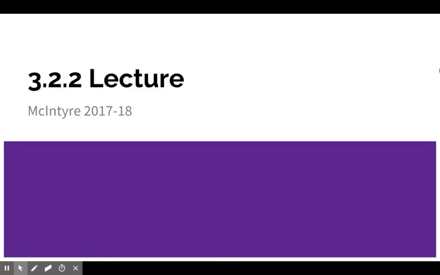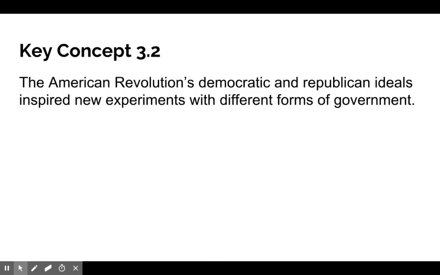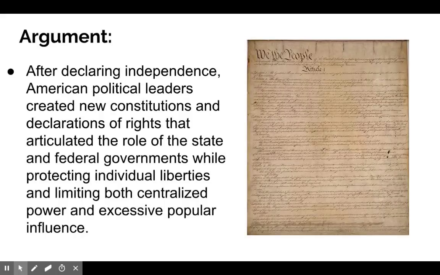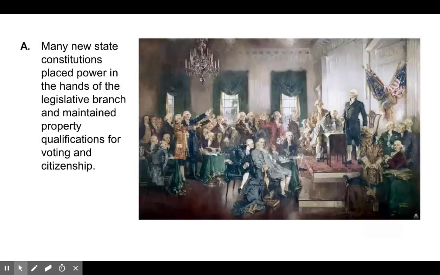Our key concept is the same one as last time. The American Revolution's democratic and republican ideals inspire new experiments with different forms of government. But today we're focusing on after declaring independence, American political leaders create new constitutions and declarations of rights that articulate the role of the state and federal governments while protecting individual liberties and limiting centralized power and excessive popular influence.